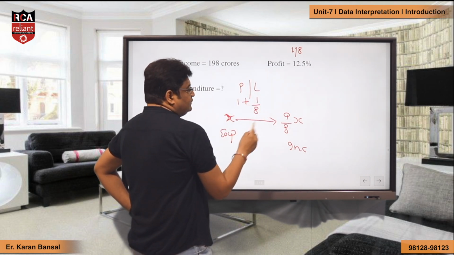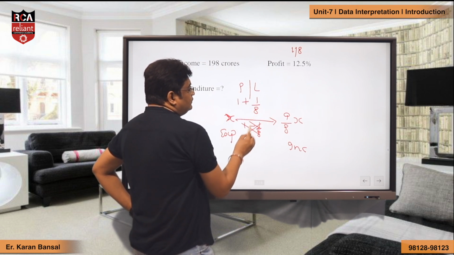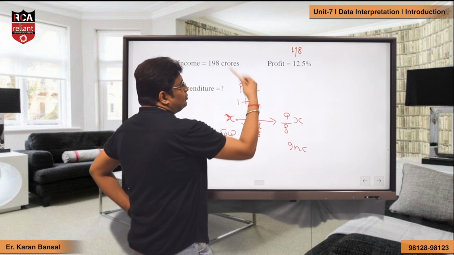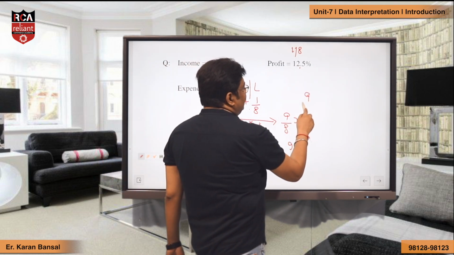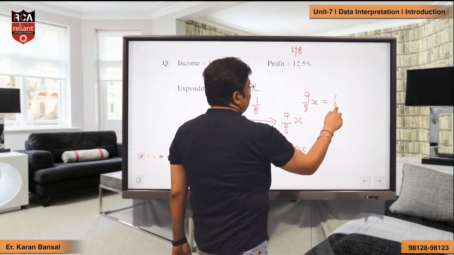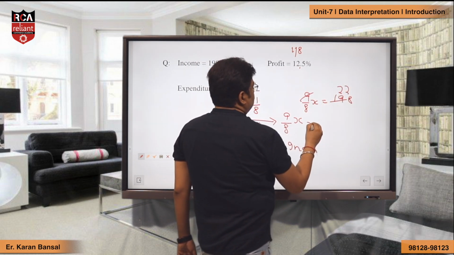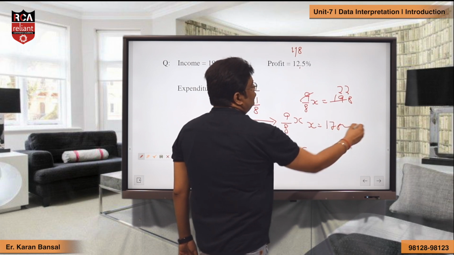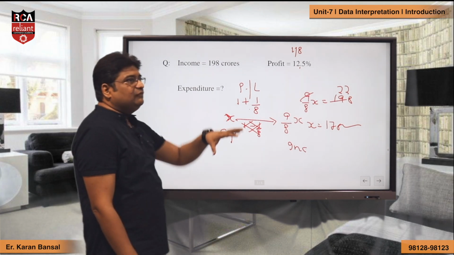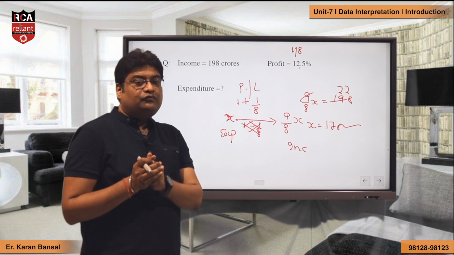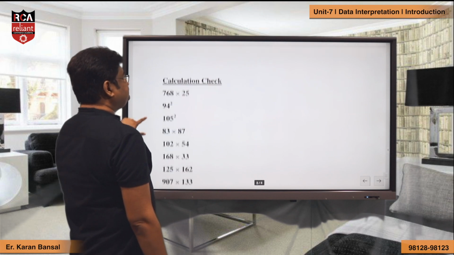So in case this question had been loss, I would have used 1 minus 1 by 8. Anyways, for profit we will do 1 plus 1 by 8. If at all I had 25%, I would have done 1 plus 1 by 4, 5 by 4. So then I can use this 9 by 8 is given to be 198. So my answer is 176. All right, so see, this fraction percentage equivalence actually helps you in solving a lot of questions very easily, guys. All right, so we'll move on to the next part.